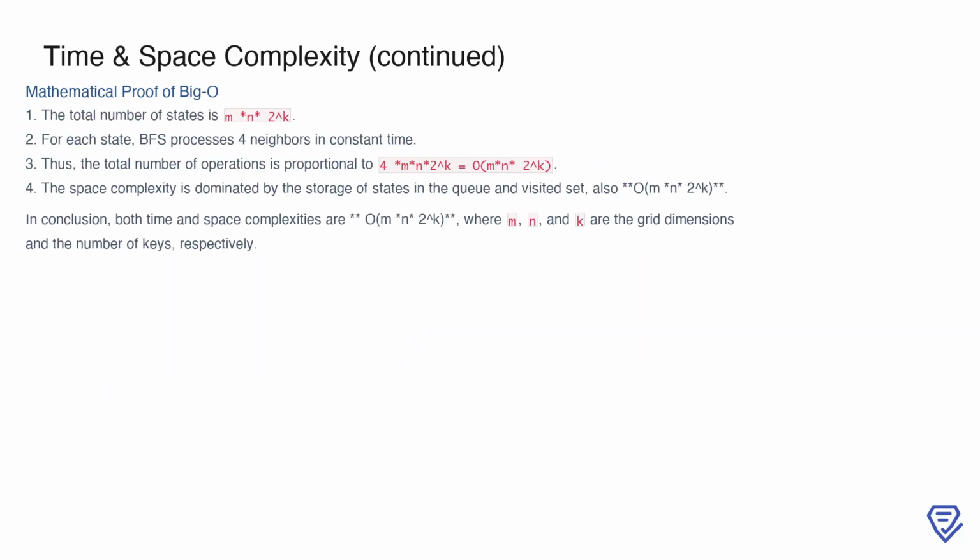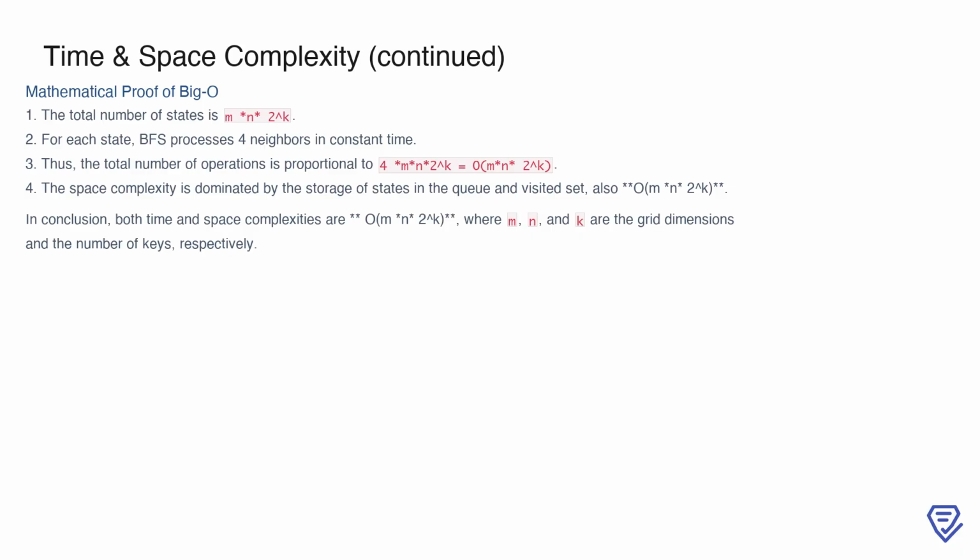Finally, let's summarize the mathematical justification for our big O analysis. The total number of states is M times N times 2 to the power of K. For each state, BFS processes up to 4 neighbors, which happens in constant time. This leads to a total number of operations proportional to 4 times M times N times 2 to the power of K, which simplifies to O of M times N times 2 to the power of K.